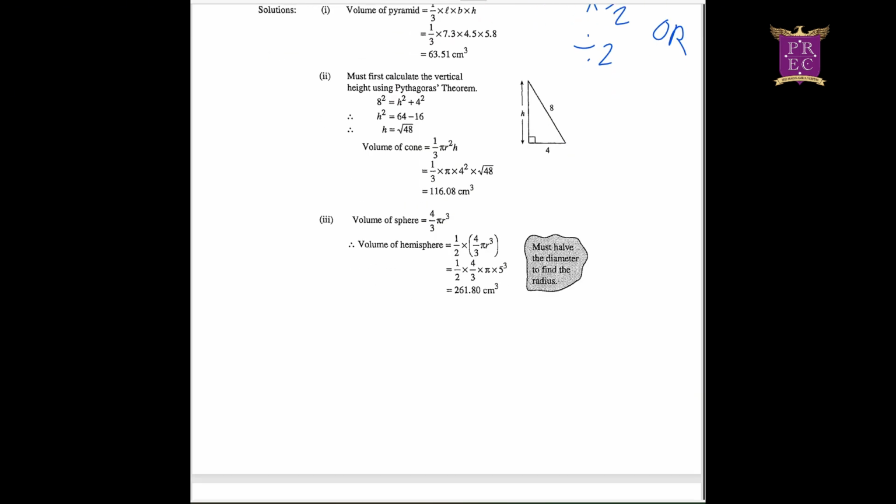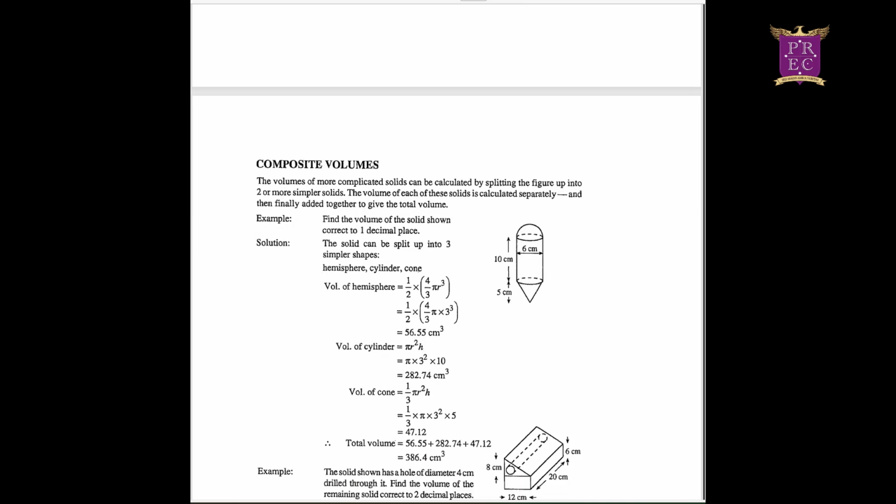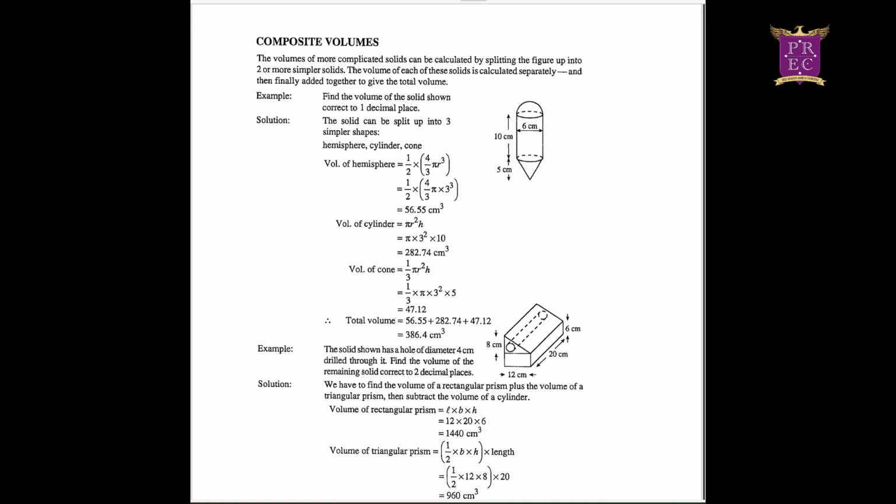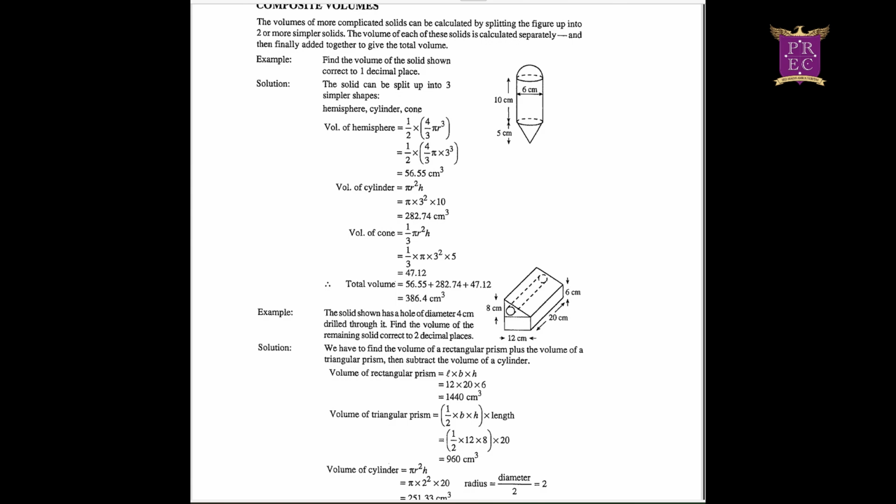Okay, let's keep going. Composite volumes, when you have 2 or more different shapes acting together, we just find the volumes of the different shapes separately and add them up at the end. Or if there's something missing, find out the filled shapes first and then take away the missing shape from the addition of the 2 filled shapes. Okay, go through this by yourself. I'm not going to go through this because we're going to go through these type of questions in about a few minutes.